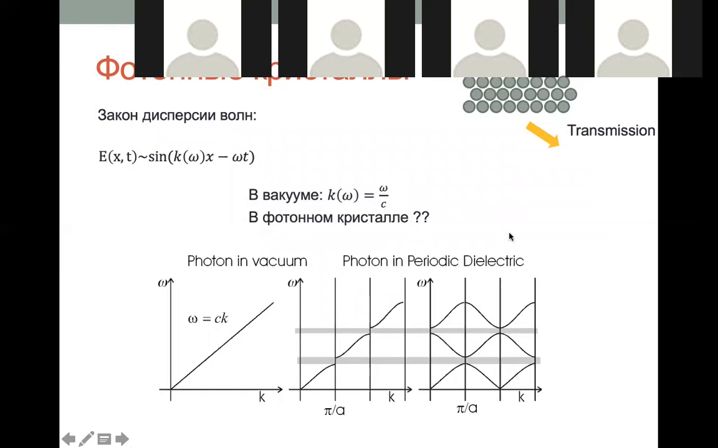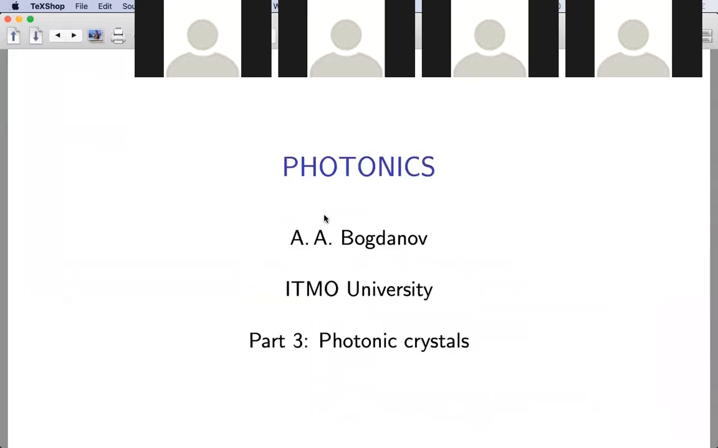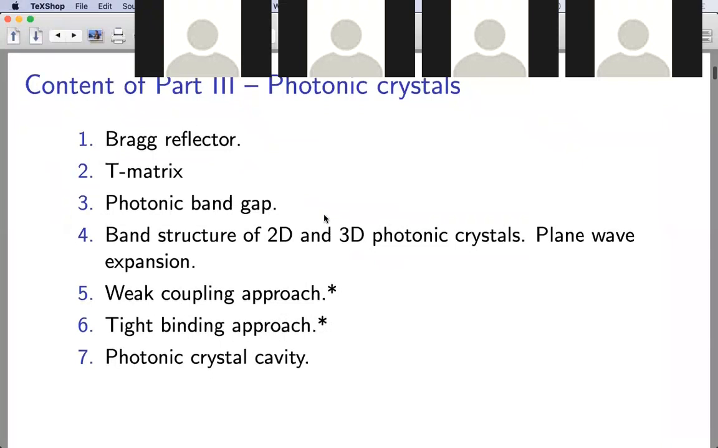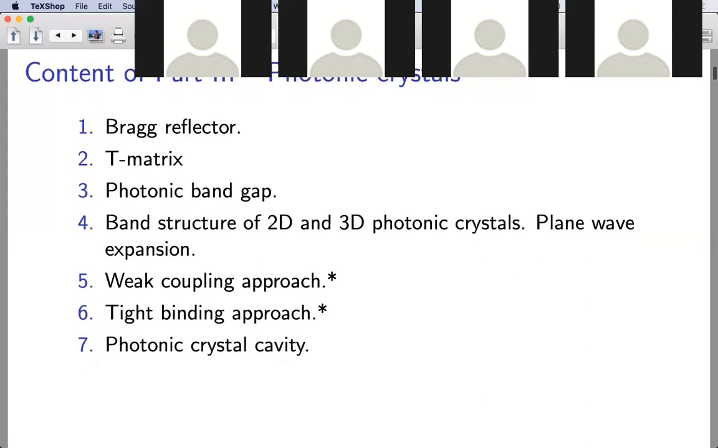So let me open this presentation. This is the photonic crystal part, the third part. We will start from the Bragg reflector, and all the physics could be introduced for a 1D periodic structure, periodic and one-dimensional. Then we introduce the T-matrix method. We will discuss the photonic band gap. I think we will skip 2D and 3D photonic structures. And we will analyze some band gaps in more detail and introduce the effective medium approximation, a transition from photonic crystals to metamaterials. Okay. Let's start.